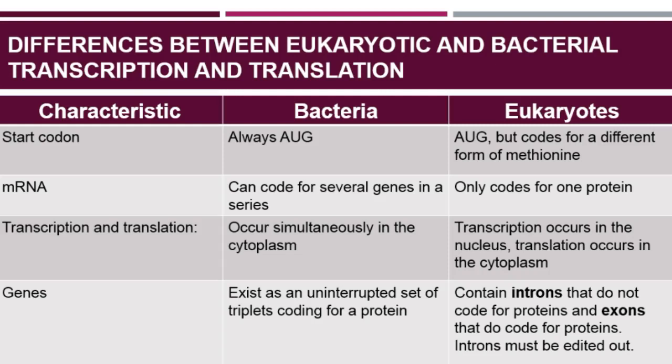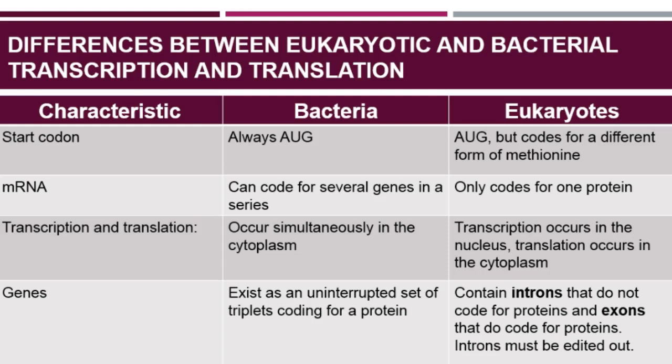AUG codes for methionine in both cells, but the methionine in eukaryotes and the methionine in bacteria is not the same. So in bacteria, it's F-methionine. In eukaryotes, we just call it methionine, but they're not the same amino acid. Messenger RNA in bacteria can code for several genes in a series. So we might have a number of related genes from the bacterial chromosome that all get translated at one time. In eukaryotes, messenger RNA only codes for one protein at a time.